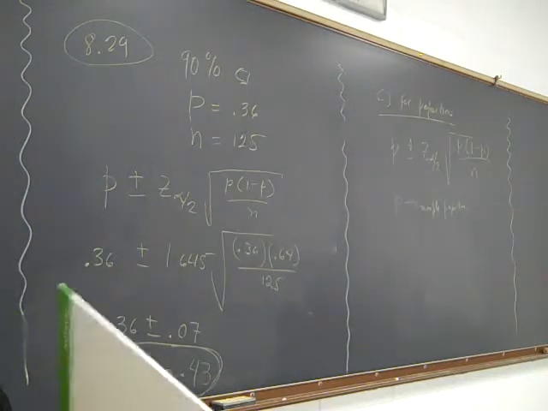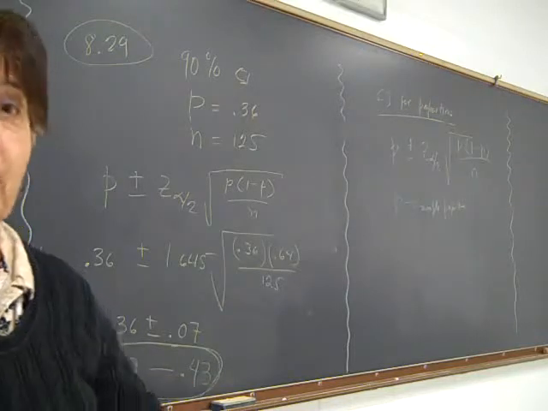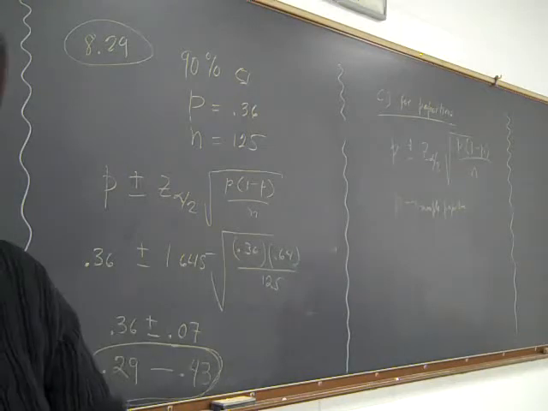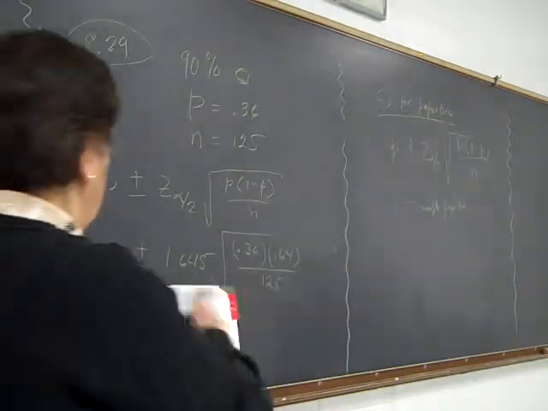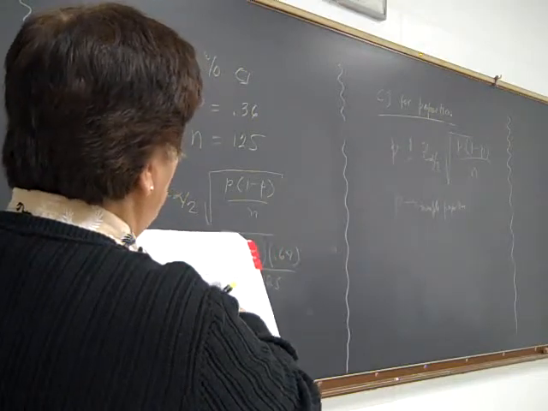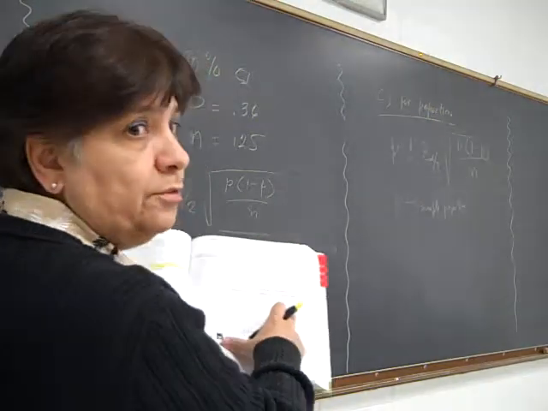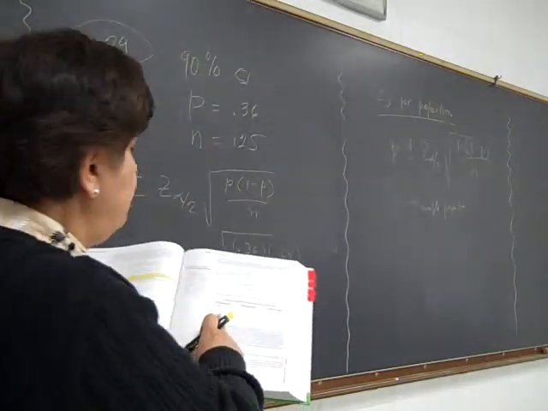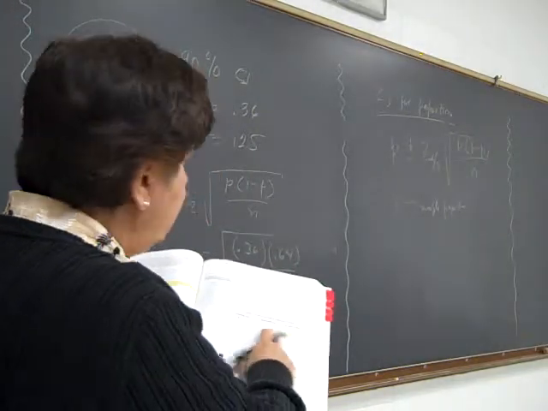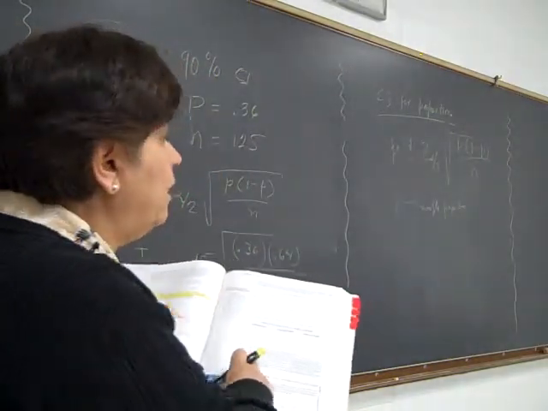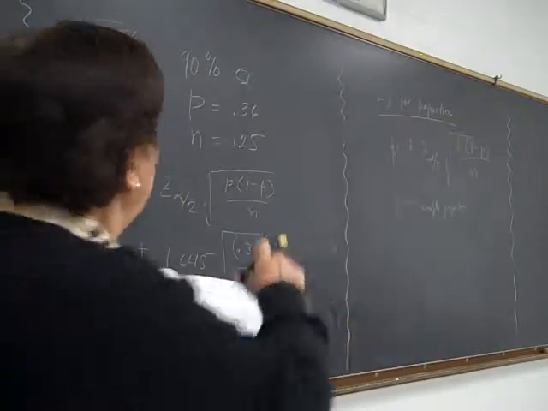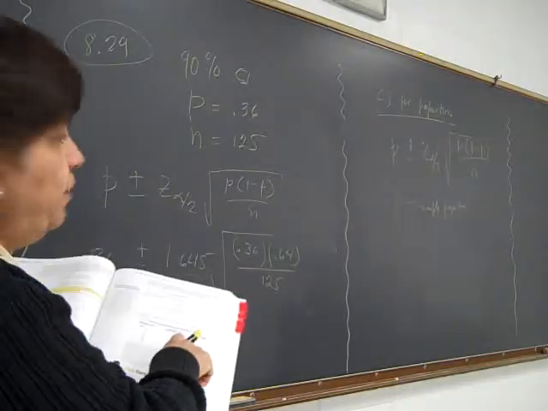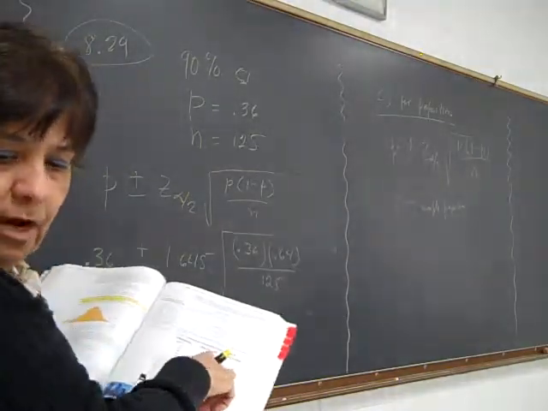You get 1.645. 1.645 came from the table. From the table, for 90%, the Z value is 1.645. If we were using the 95% confidence level, we would use 1.96 and so on. So they tell us 90%, and for 90% we use 1.645.